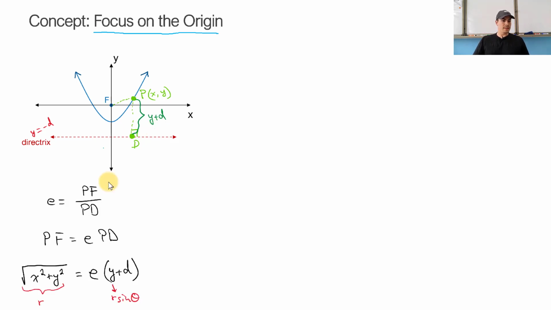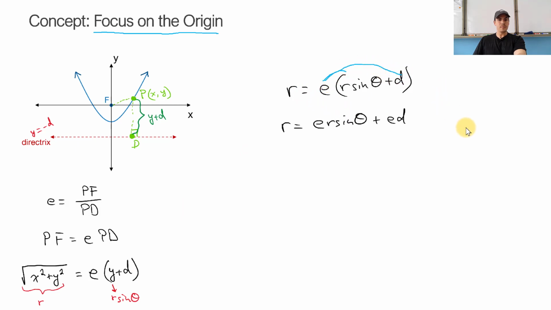So I know that the square root of x squared plus y squared, well, that's just equal to r. And then anytime I see a y for a polar equation, I know I can substitute in r sine theta. So let's go ahead and substitute those in. And then I'm going to distribute this e here, distribute that. So it's going to be r is equal to er sine theta plus ed.